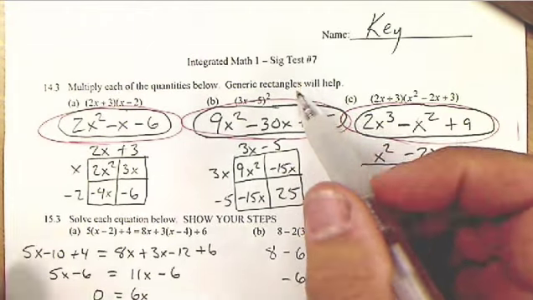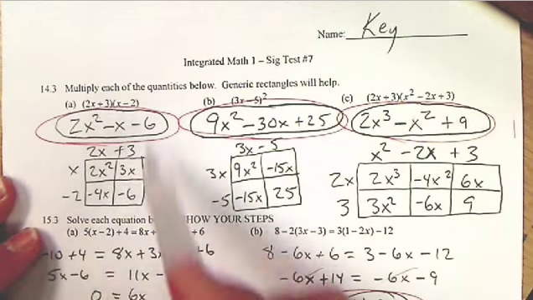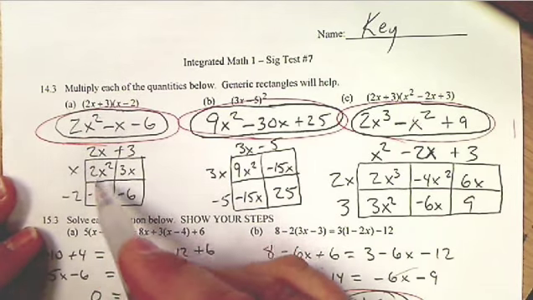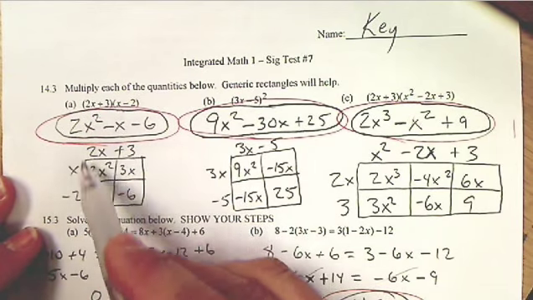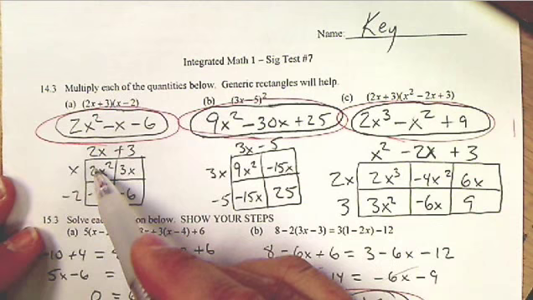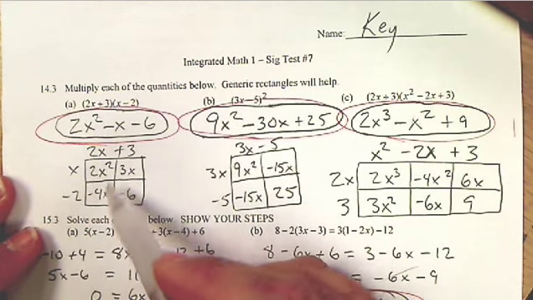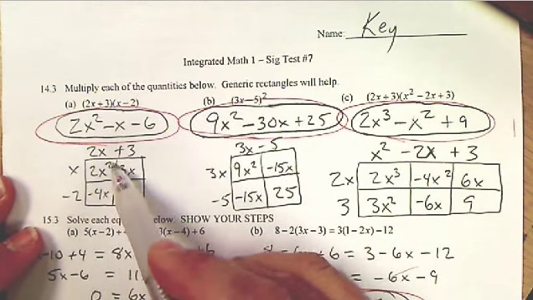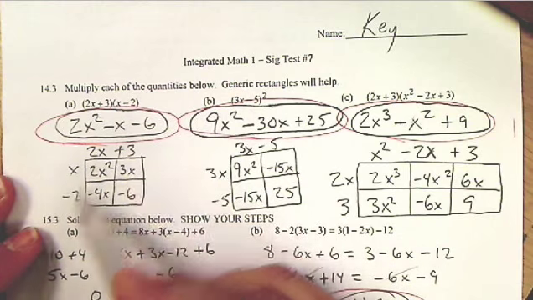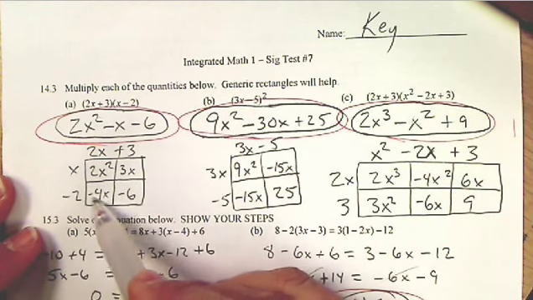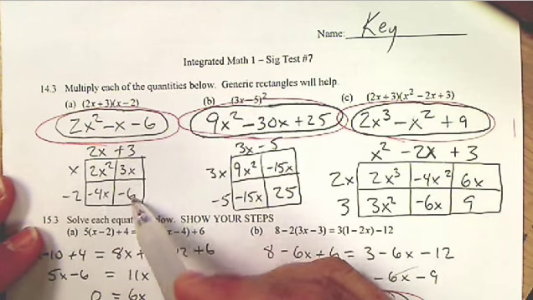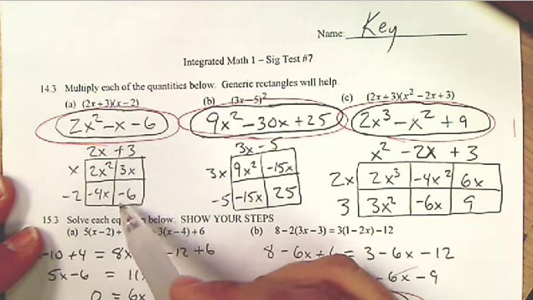Test 7, we're multiplying these binomials together. I make a generic rectangle, length and width, and then you just find the area of each little rectangle here. So 2x times x is 2x squared, x times 3 is 3x, 2x times negative 2 is negative 4x, and negative 2 times 3 is negative 6. So you just find the area of each one, combine the like terms.